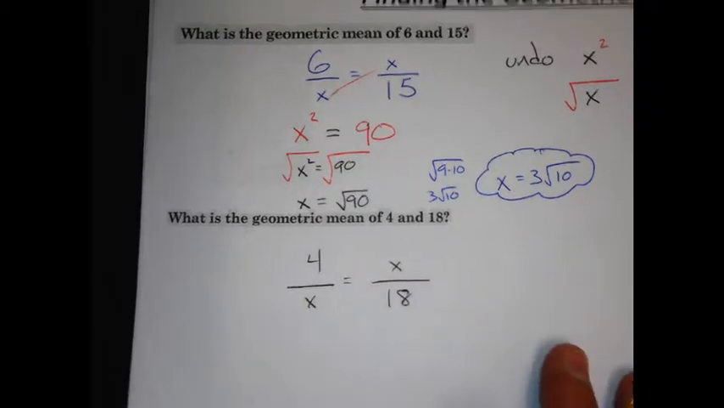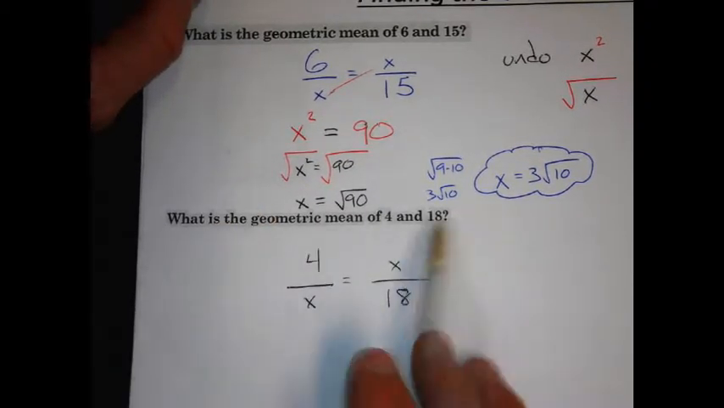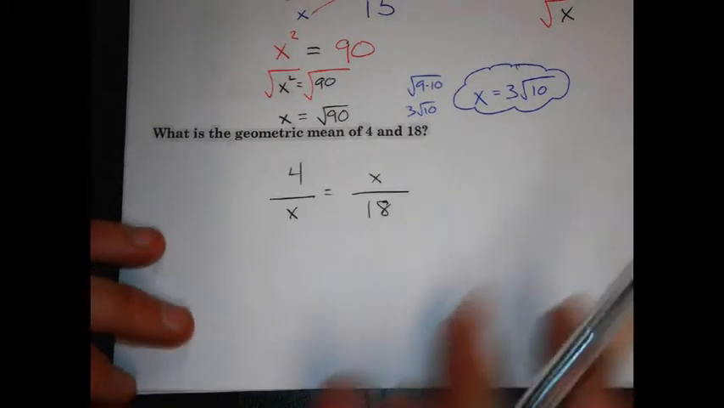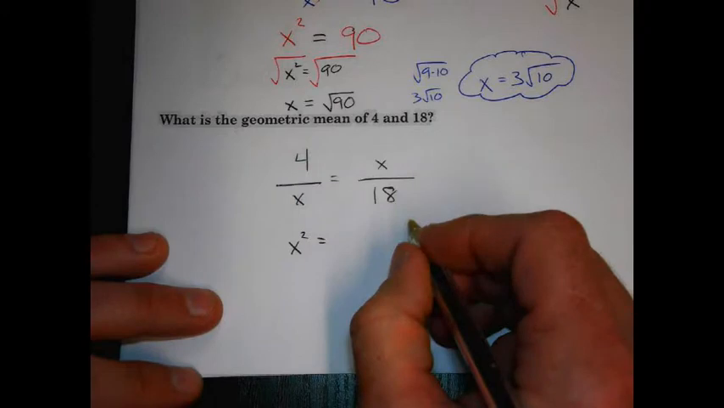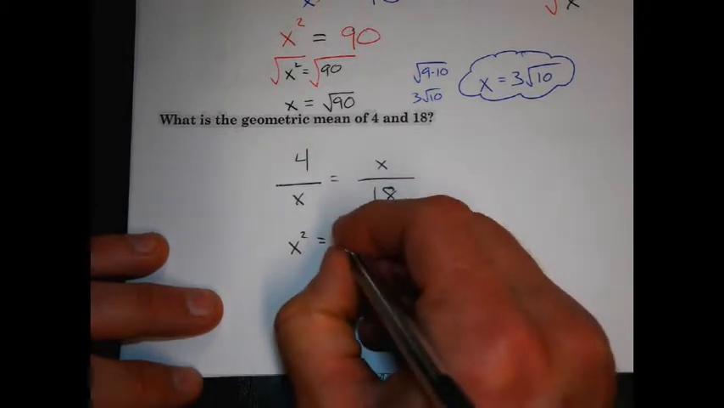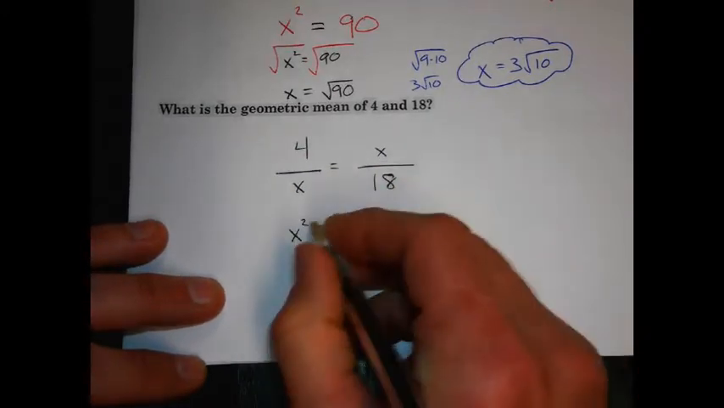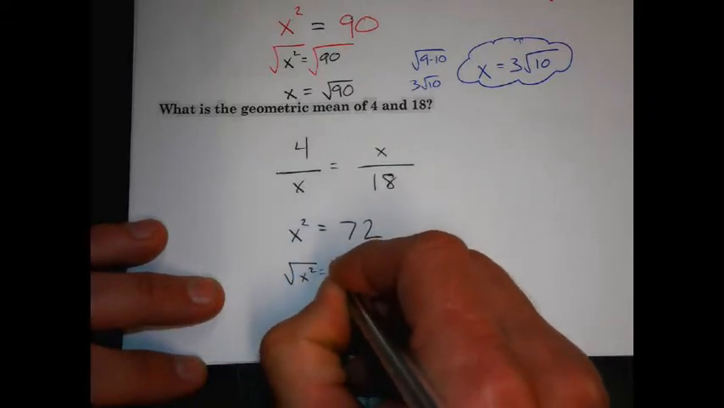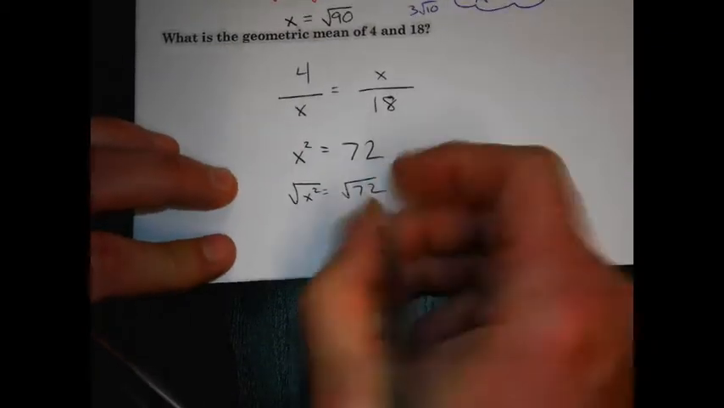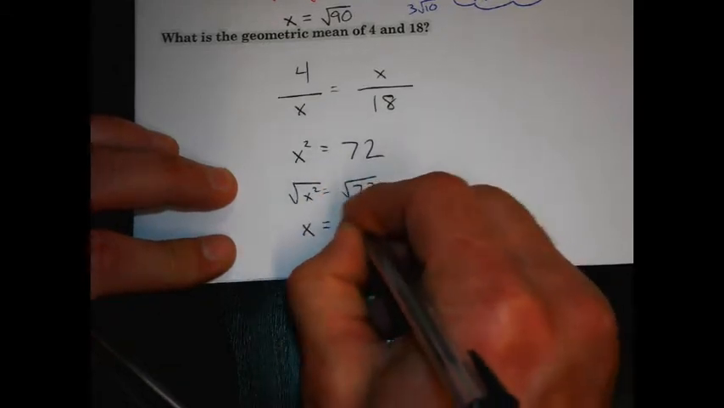So the other question again, what is the geometric mean of 4 and 18? So remember how we figure this out. Cross multiply, x squared would equal 4 times 18, which is 72. Okay, so we take the square root of both sides. So the square root of x squared is equal to the square root of 72. So that means x equals the square root of 72. But what is the square root of 72?